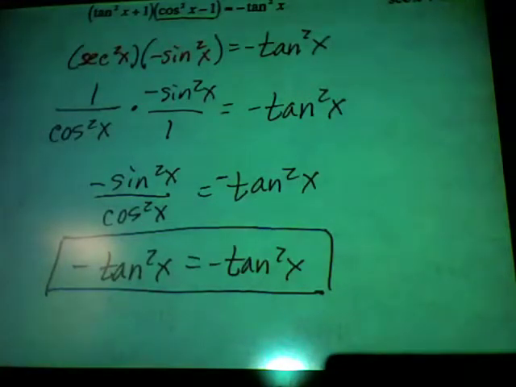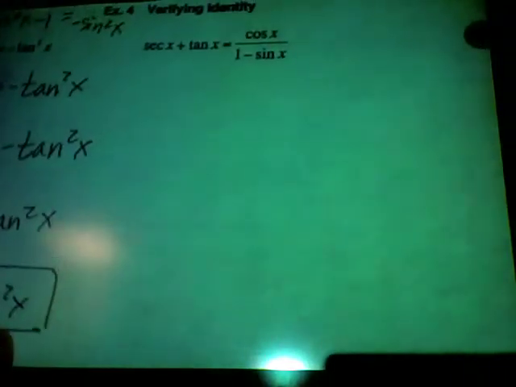How'd that one go? The key to that one was the negative sine squared x. All right, so look at 4. What might we do first?